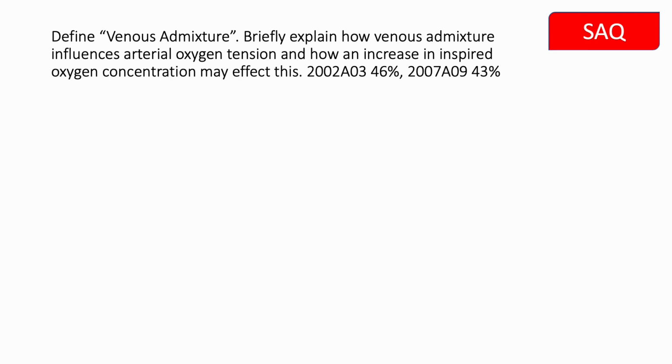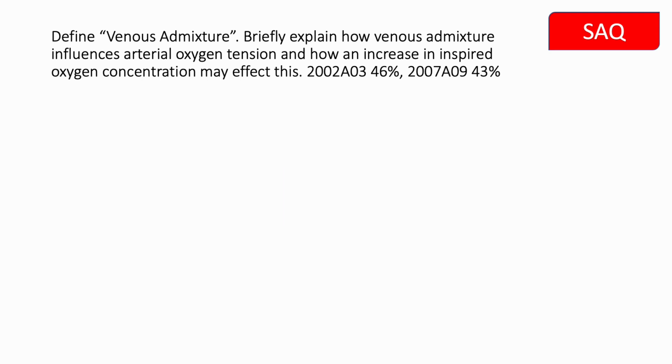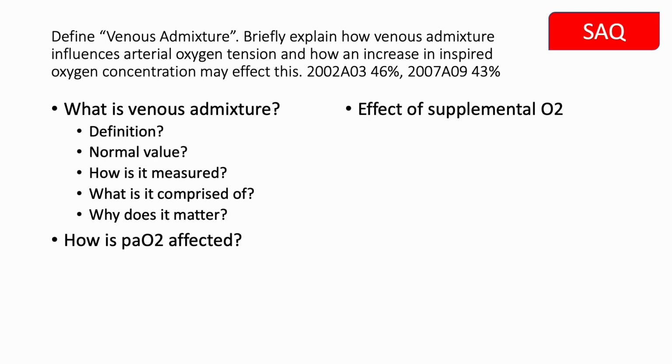We now have all the knowledge we need to answer this question, so pause the video now and do a show me the money exercise. Again, using game theory, my brain interprets this question to mean, what is venous admixture? How is PaO2 affected? And what are the effects of giving supplemental oxygen? So what is venous admixture? We start with a definition.